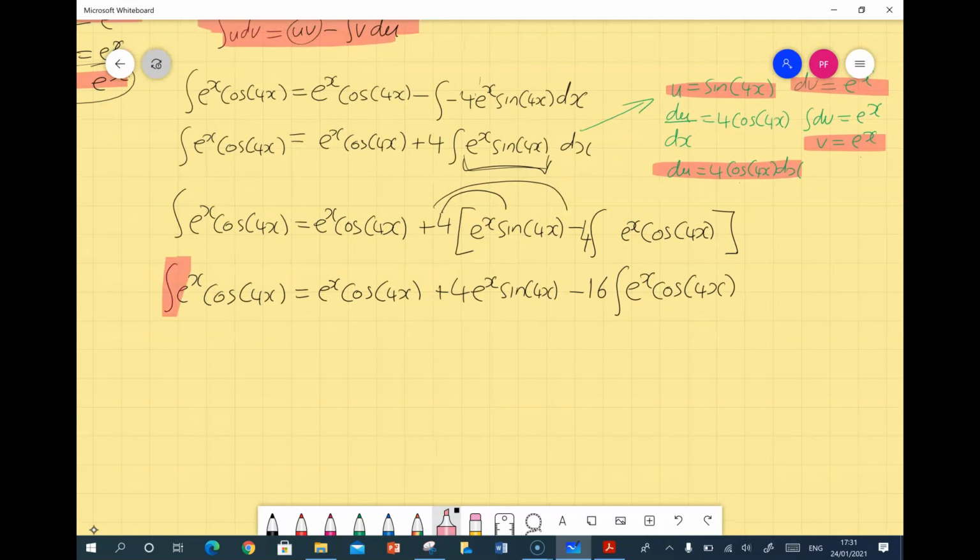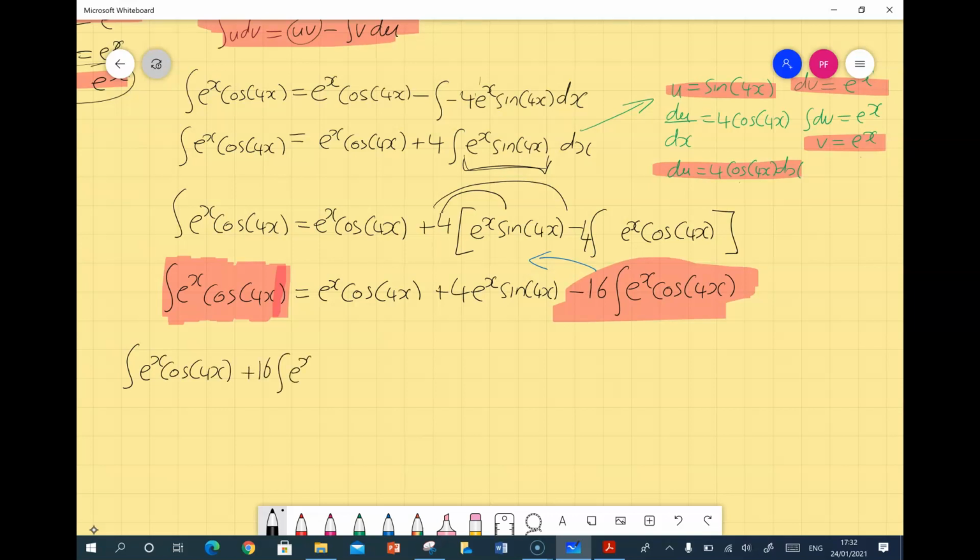But what I have here, the thing I'm looking to find, is the integral of e to the power of x cos of 4x. That's what they're looking for me to solve. And it appears again on the other side as minus 16 times the integral of e to the power of x cos 4x. So seeing as I've got an equal sign, I'm just going to bring this minus 16 times my integral over to become positive. So I've got the integral of e to the power of x cos 4x, and when the minus 16 times the integral comes over, it becomes plus 16 times the integral of e to the power of x cos of 4x. And on the right side, that's equal to e to the power of x cos of 4x plus 4 e to the power of x sine of 4x.